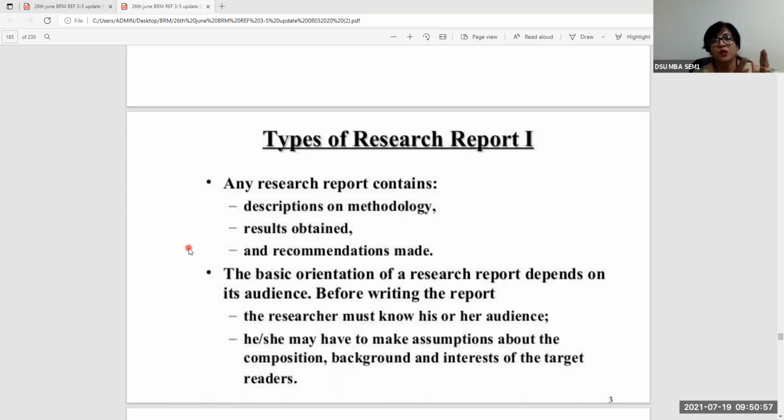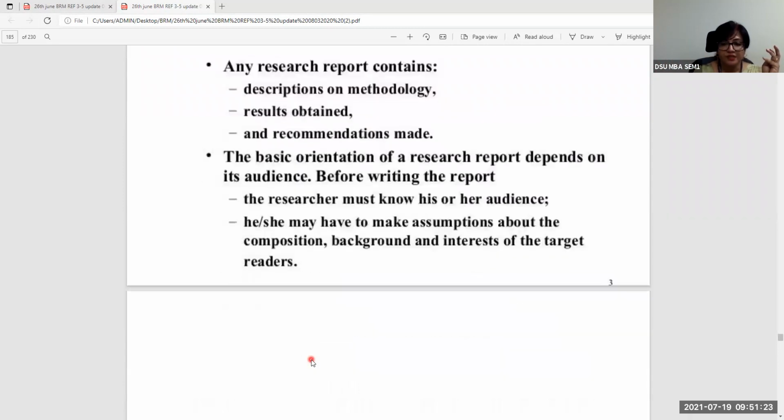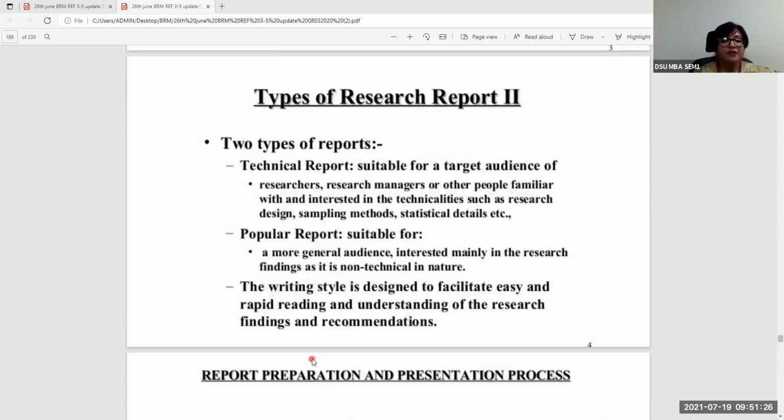What kind of technical words should you use, and what kind of jargon should you avoid? In what ways should the final research report be projected, such that despite all the technicalities and the sophisticated tools and methodologies used, finally the research report must be understandable by an audience. All right. So the last thing is, the researcher may have to make assumptions about the composition, background, and interest of the target readers. So there are different types of research reports.